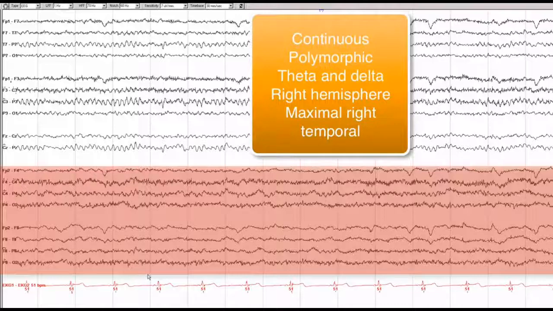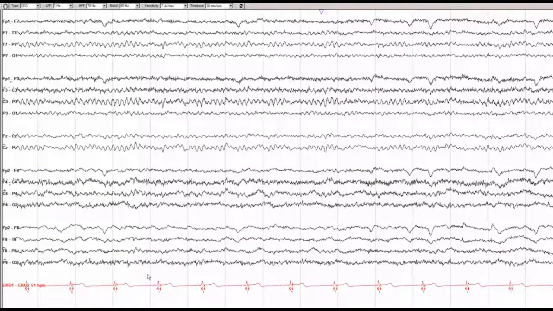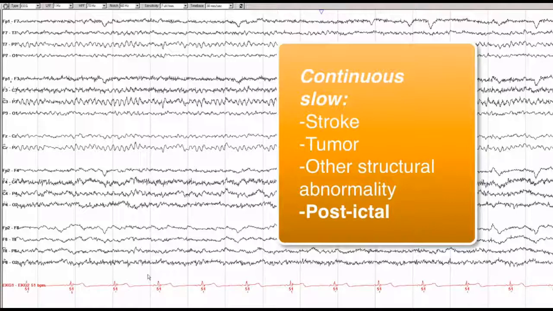the right temporal region. This suggests more significant focal cerebral dysfunction and can be seen in clinical scenarios such as a focal structural abnormality like stroke or tumor, or postictally. It is important to remember that focal polymorphic delta activity could represent a postictal phenomenon. For example, if a patient comes in with unexplained decreased consciousness, has normal imaging and a normal exam, but has focal polymorphic delta activity, it could be that they had a seizure prior to the EEG being connected.